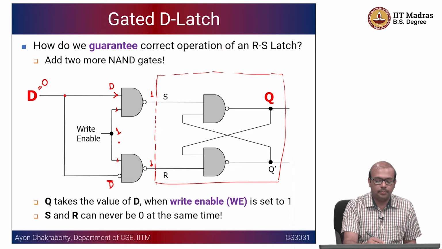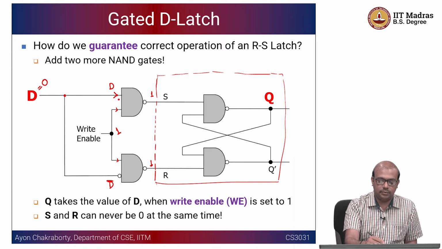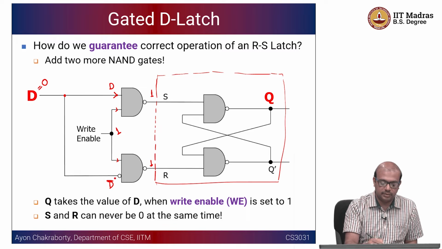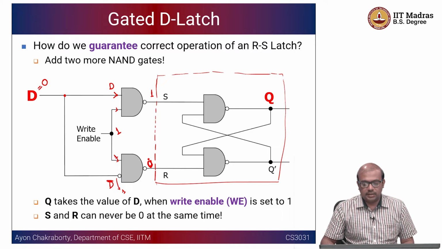And if I have the input D equal to 0, let's say, then 0 and 1 you do an AND, which is 0, and then the NAND makes this 1. Whereas D bar is going to be 1 because D is equal to 0, and write enable is 1, so 1 and 1 gives 1, and then the not of that, so you are going to have a 0 here. So in this case you can see what the output is.